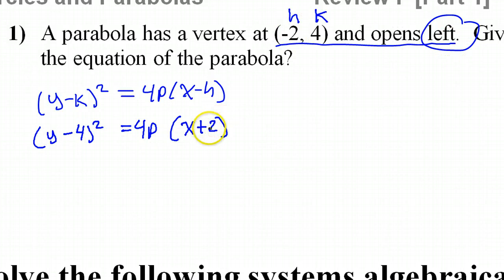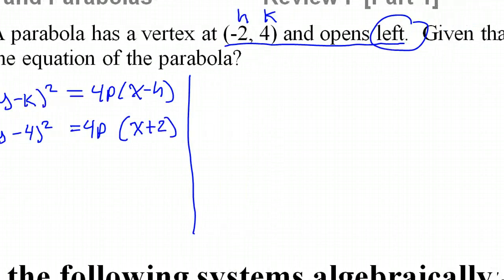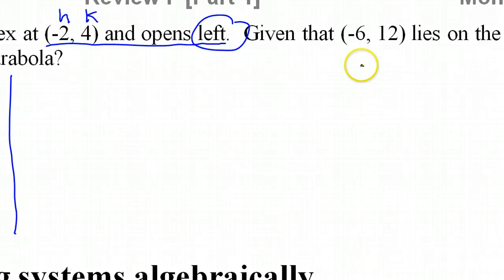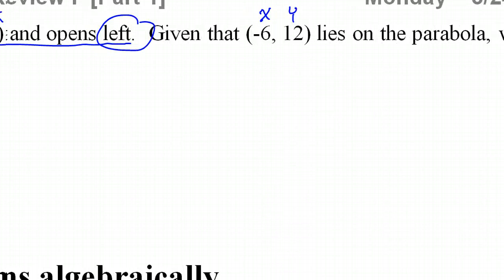So if you did this so far, you have half credit. How about that? But you want full credit. So for full credit we need to find out what that p value is. And that is where we're going to have to use the extra piece of information they gave us, the -6, 12. Now when they give us a random point on the line or circle or parabola, whatever it is, they are giving us an x value and a y value.